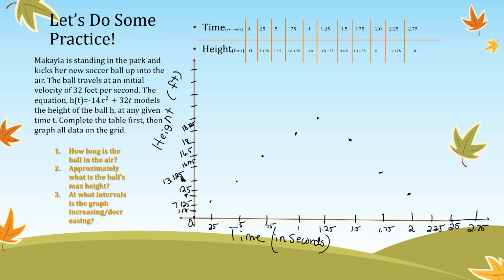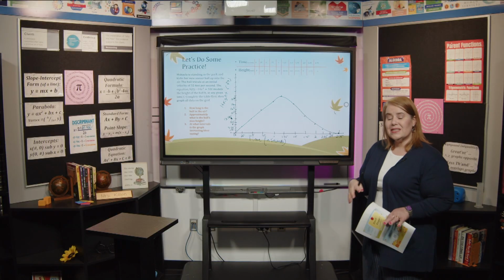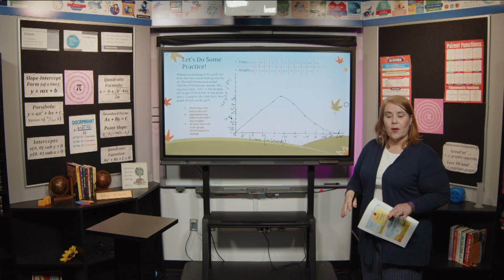At 2.25 seconds, I'm at 1.175. And then at 2.75 seconds, I'm back on the ground. So if I connected them, they would look like this parabola. So for this instance, I'm using the whole entire parabola.